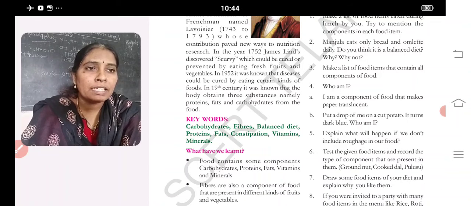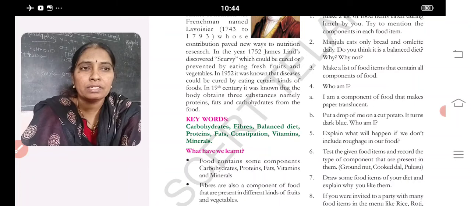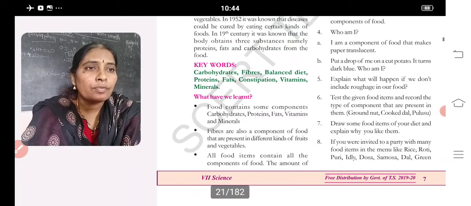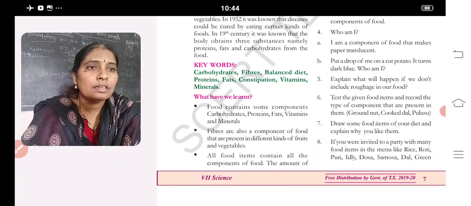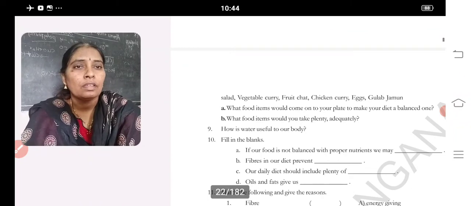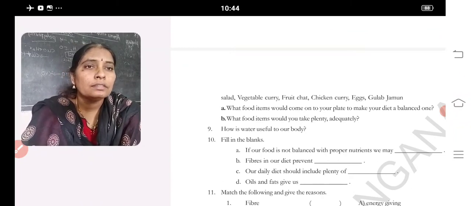Fifth one. Explain what will happen if we do not include roughages in our body. We may suffer from constipation, and we will not get free bowel movement. Next, seventh one: Draw some food items of your diet and explain why you like them. And next, ninth one: How is water useful to our body?